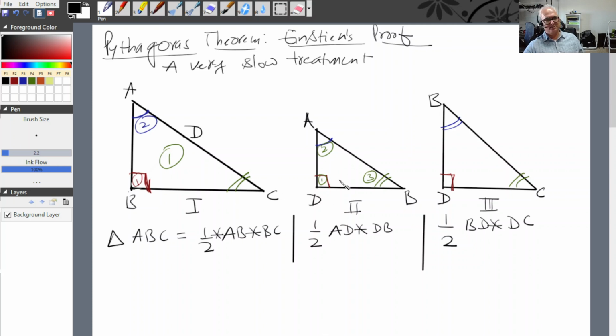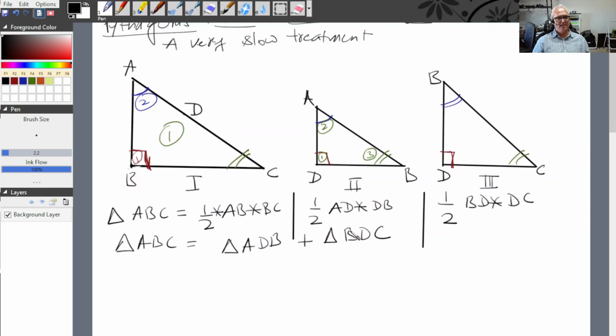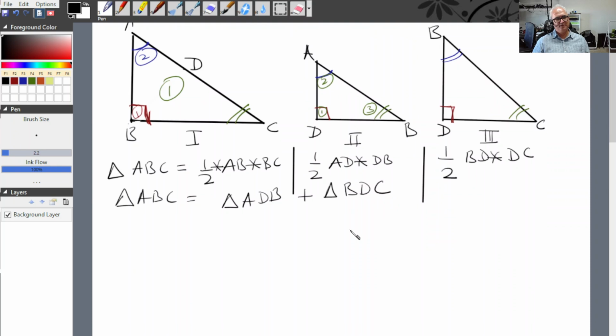And because triangle 2 and 3 came out of ABC, we know that area of ABC is equal to area of ADB plus BDC. Okay. Now apply the principle of similarity between 1 and 2.